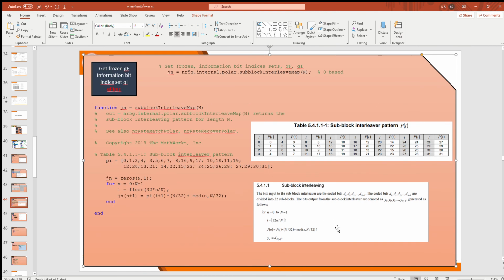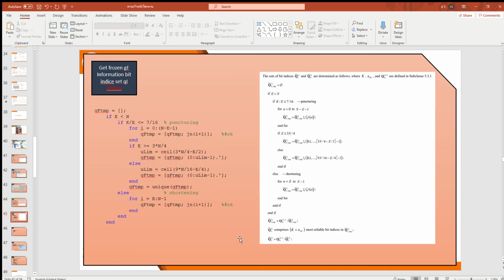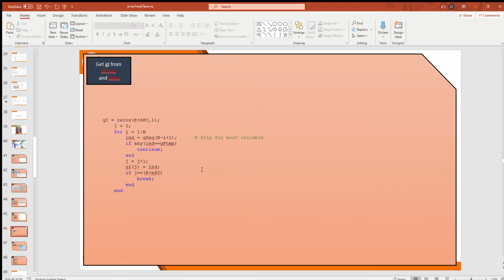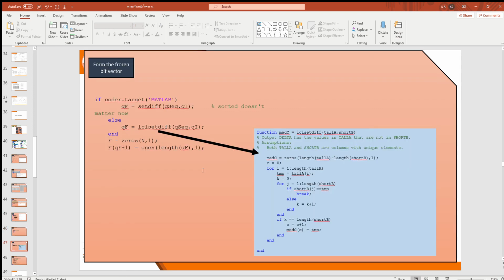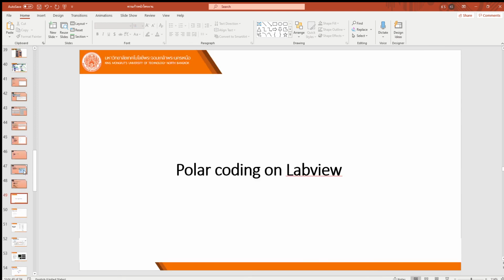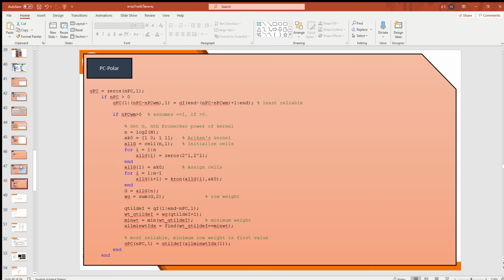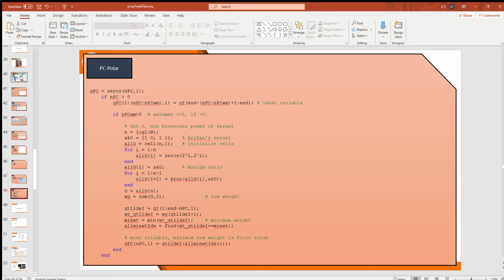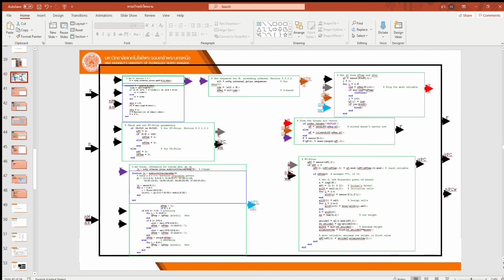So we take the code from the ITU standard for the sub-block interleaving, as you can see on this one. Also, we make use of this one in the code on the left-hand side. Okay, and this is how we can get the frozen bit vector. As you see, if we use the coding from MATLAB, it will be very complicated because we cannot see the input and output clearly.